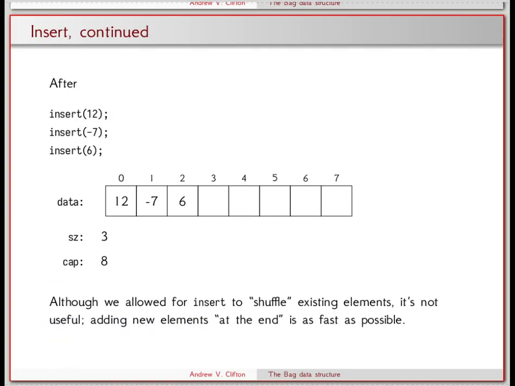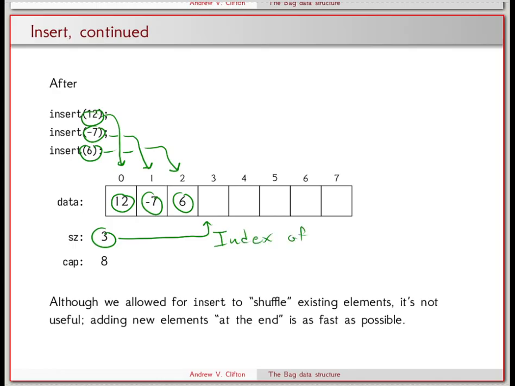In fact, let's go ahead and insert all three things here. So if I insert 12, 12 goes there. Then I insert -7, and -7 goes there. And then 6 goes over here. And then my size is 3. Again, you can think of that 3 as not just being that there are 3 things here. That is also the index of the next available spot. So if I do another insert, it will go right there.